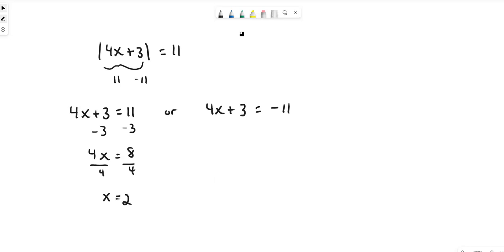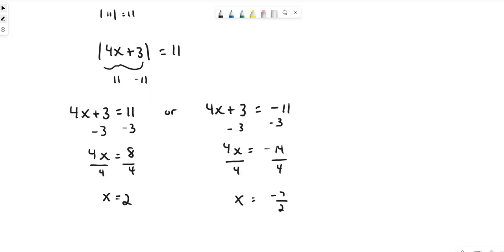Divide both sides by 4, and x equals 2. And we can try it. 4 times 2 is 8 plus 3. That gives me 11, and sure enough, the absolute value of 11 is 11. All right, let's try the other side. Subtract a 3 from both sides, and so we get 4x equals -11 minus 3, which is -14. Then we divide both sides by 4. Simplify that, and we end up with -7/2.